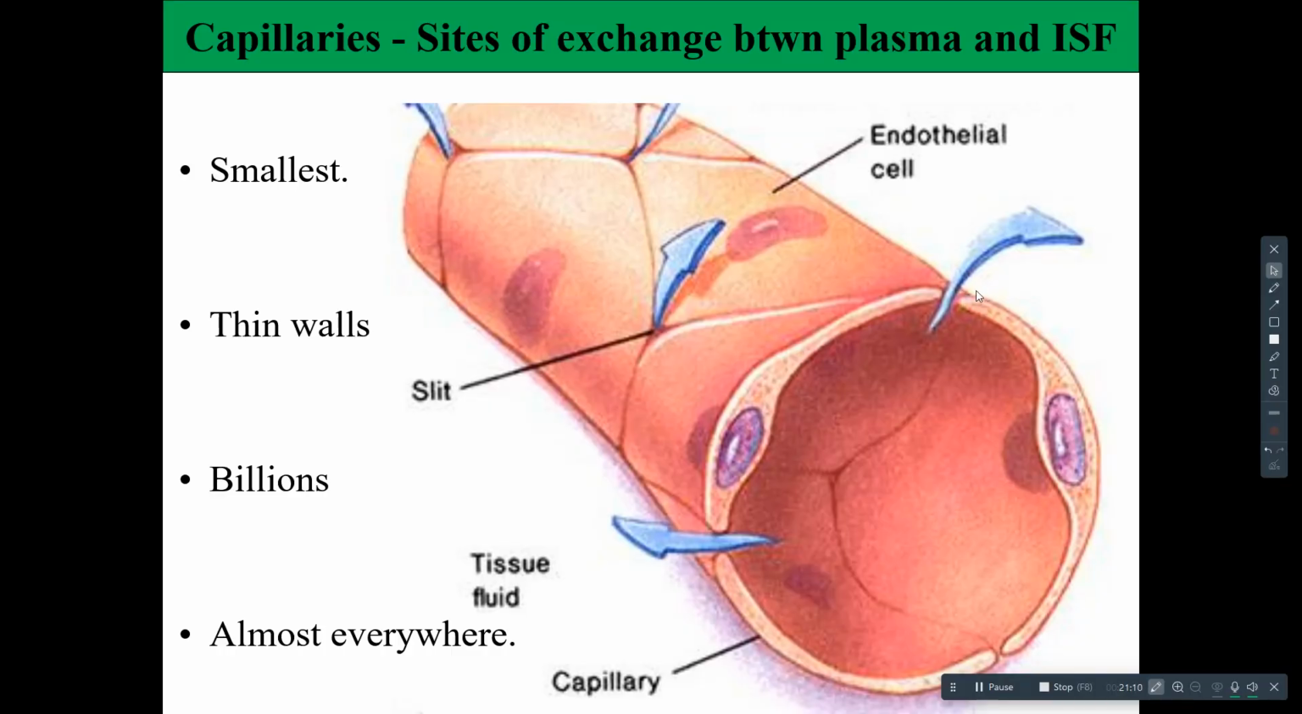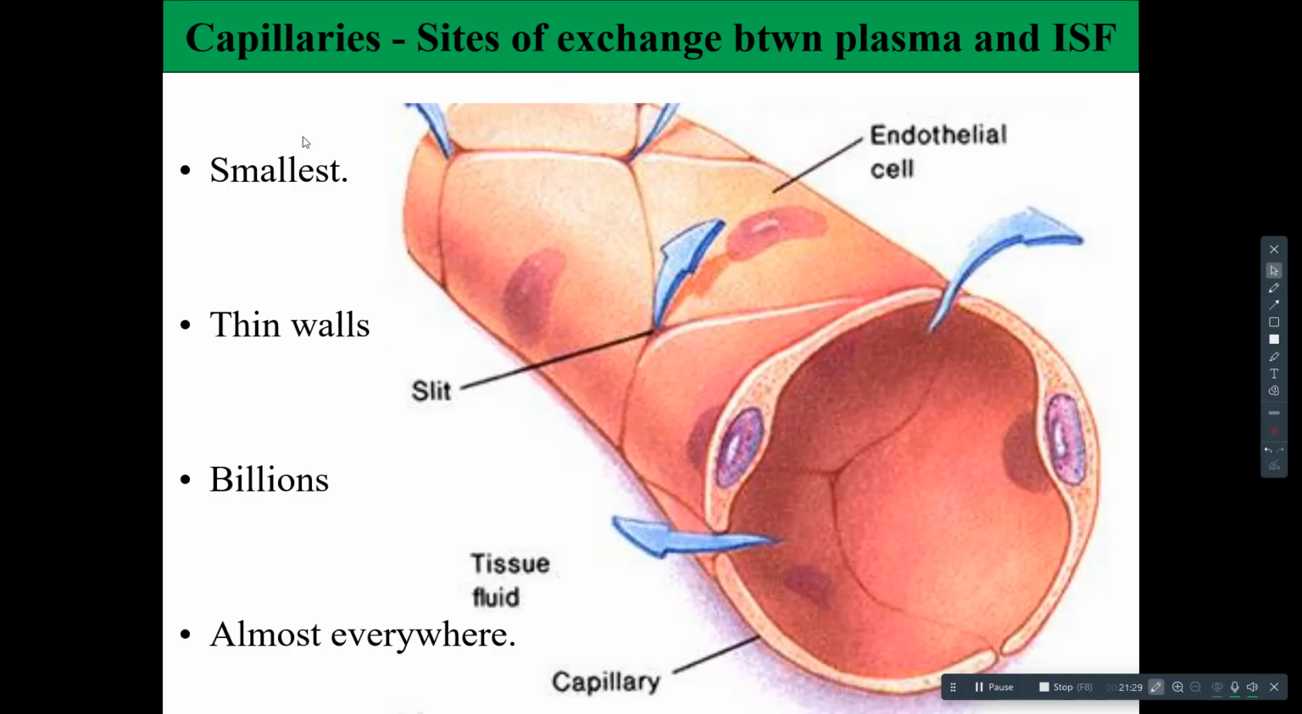And let's talk about those capillaries or capillaries. I feel like British people say capillaries. What do you like better, capillaries or capillaries? Not really sure.